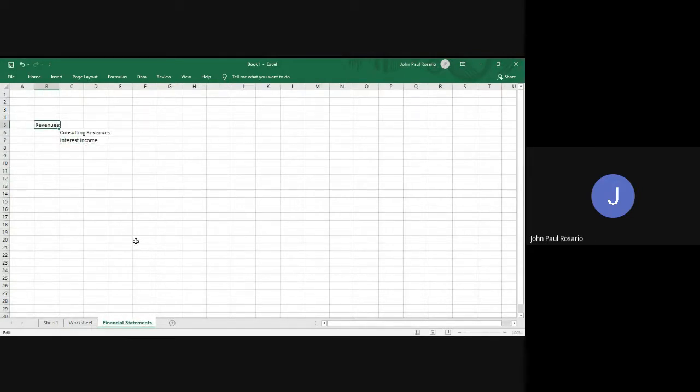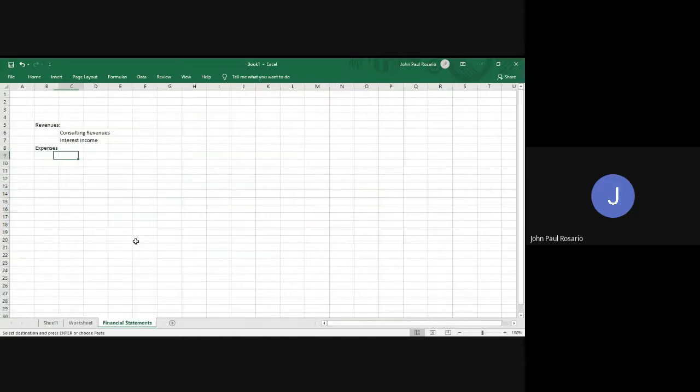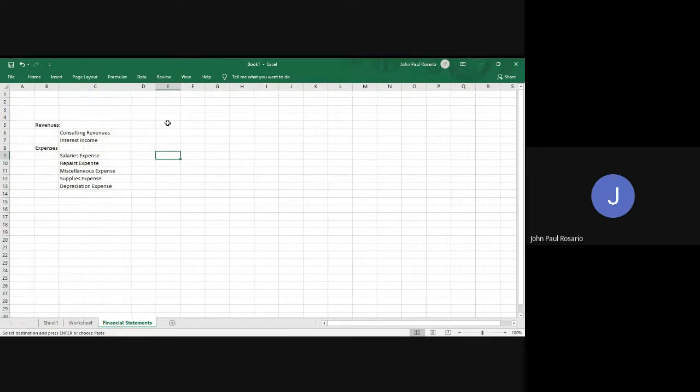Revenues and then expenses, which we will copy. Okay? So meaning there is no debit or credit anymore. Okay, there are our amounts. So meaning we merge them out.